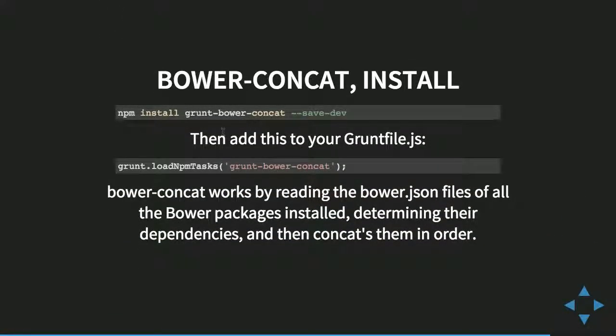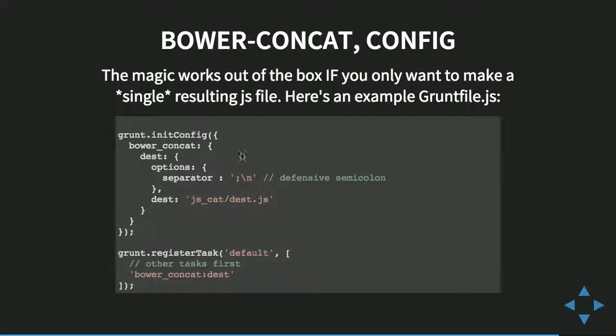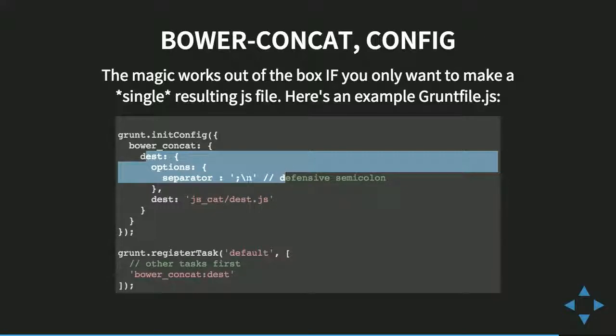So you have to install it, npm install. You have to define your grunt task. Now you add some bower-concat in your grunt file, and here we're going to define a destination option. Here we have another defensive semicolon.